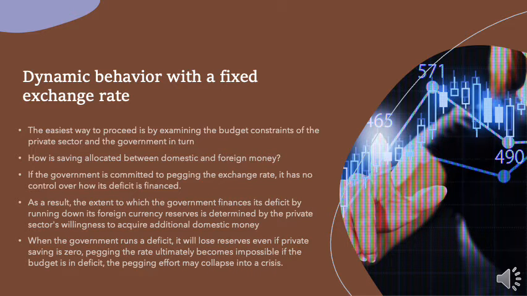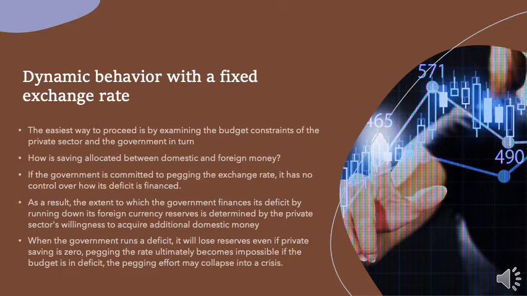As long as the government is committed to pegging the exchange rate, it has no control over how its deficit is financed. If the government issues more domestic money than the private sector is willing to hold, private investors can always withdraw the excess money from circulation by trading it for foreign money at the exchange market. As a result, the extent to which the government finances its deficit by running down its foreign currency reserves is actually determined by the private sector's willingness to acquire additional domestic money.